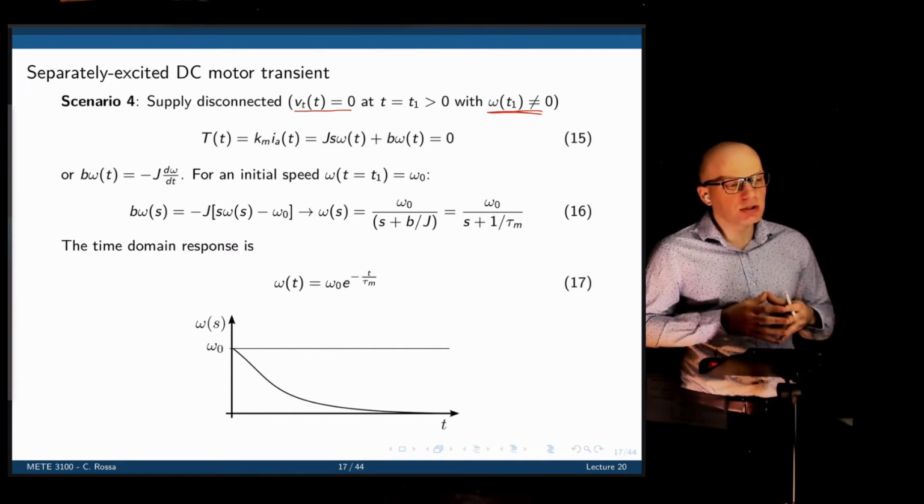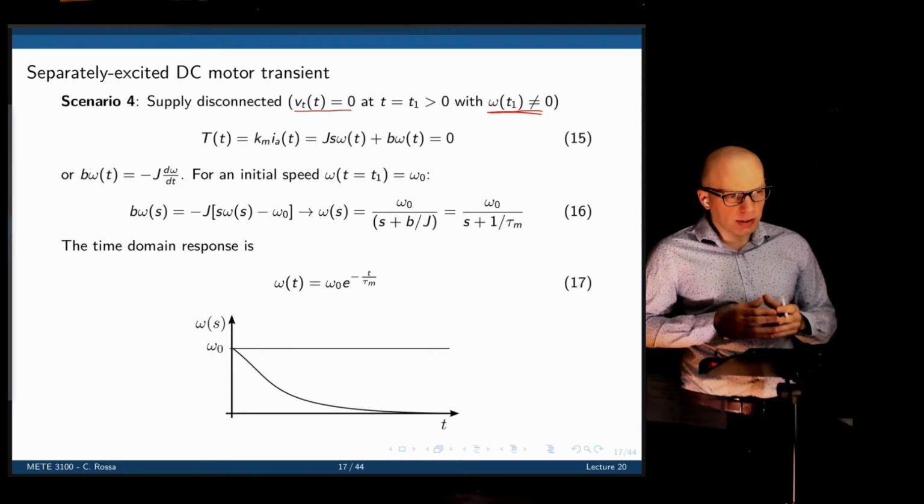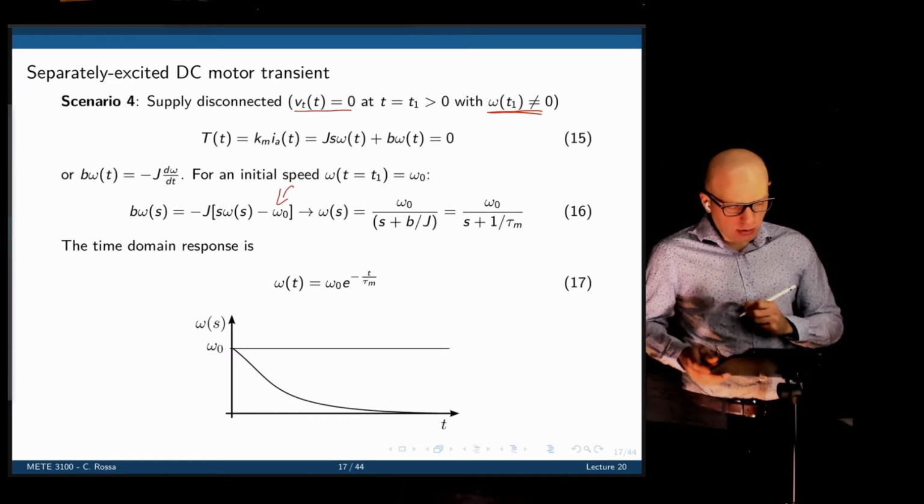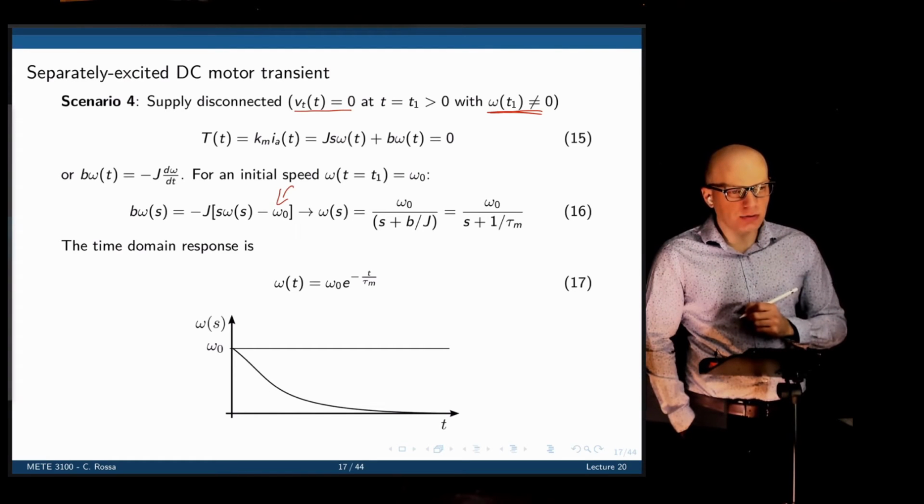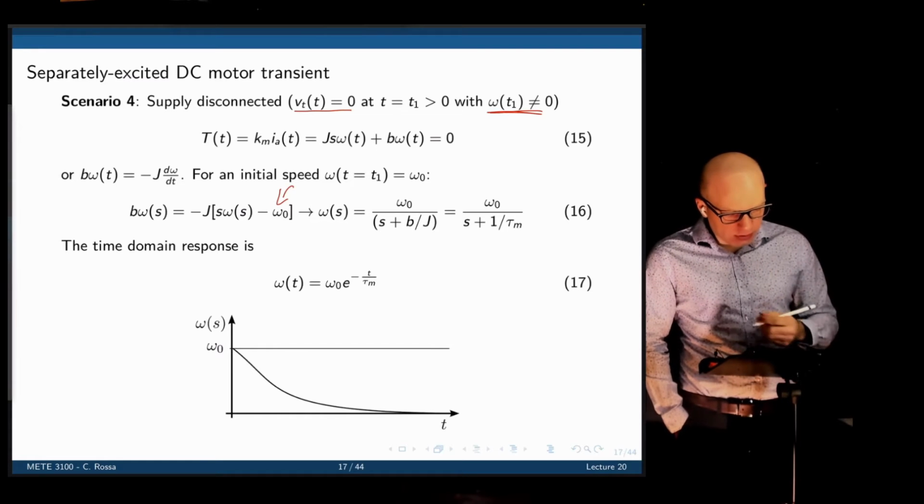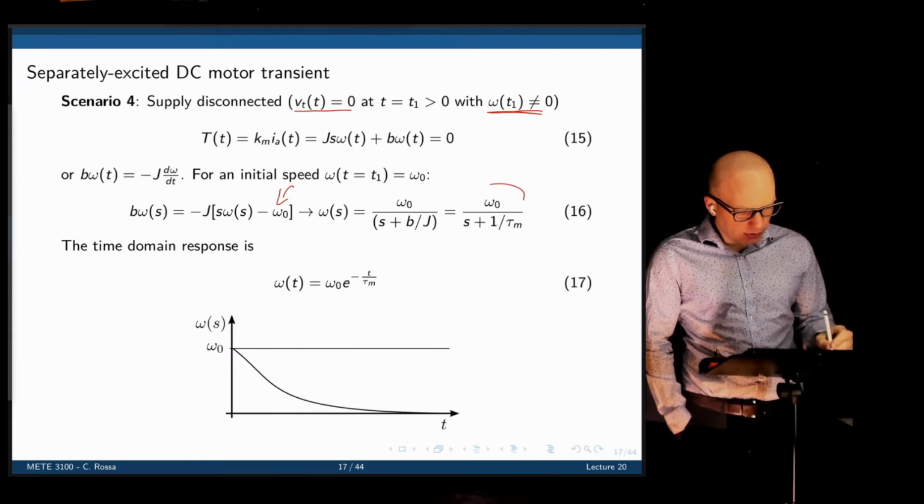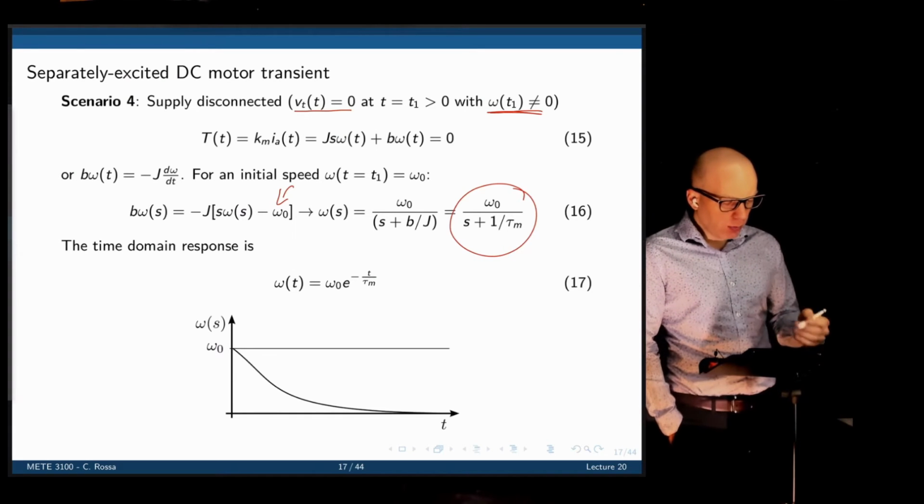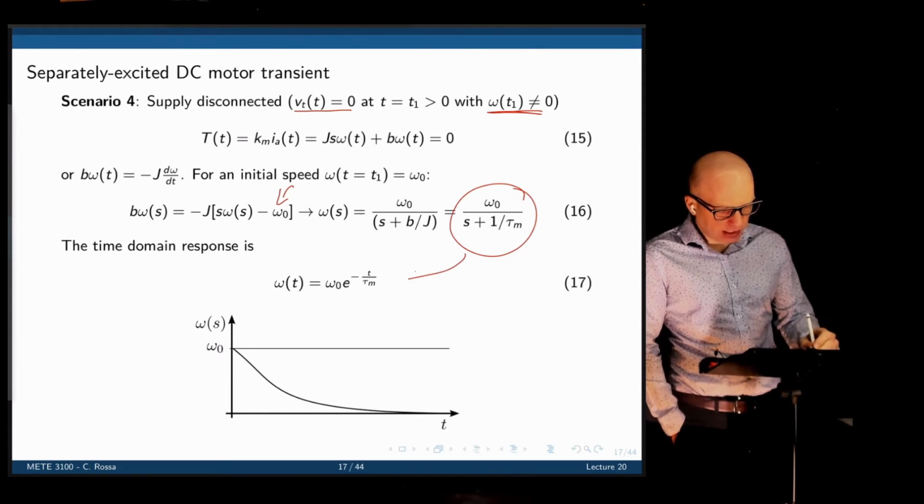So now the speed is non-zero, and you need to take that into account when taking the Laplace transform. In the Laplace transform, we see this negative omega zero in the initial conditions here. And now we can continue to solve for the speed over time, and the speed over time will give us this, which makes perfect sense. When you take the inverse Laplace, that's what we have.